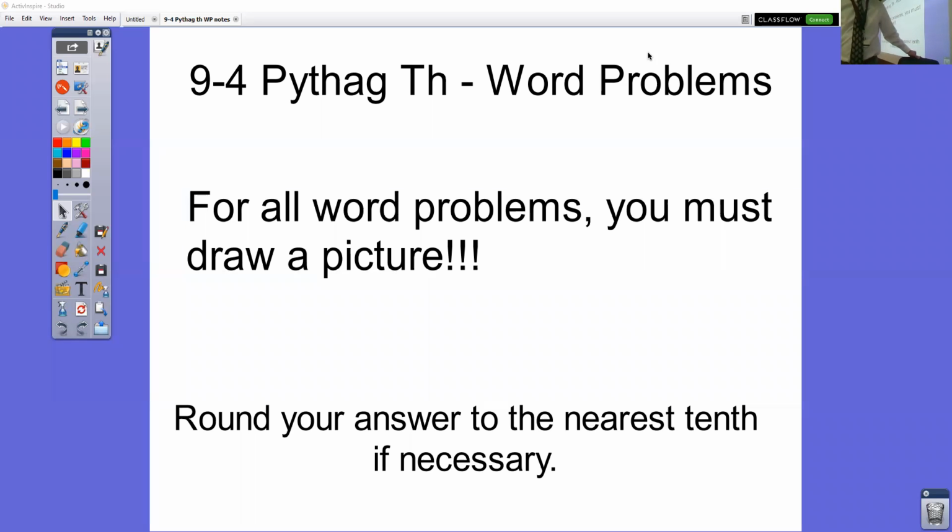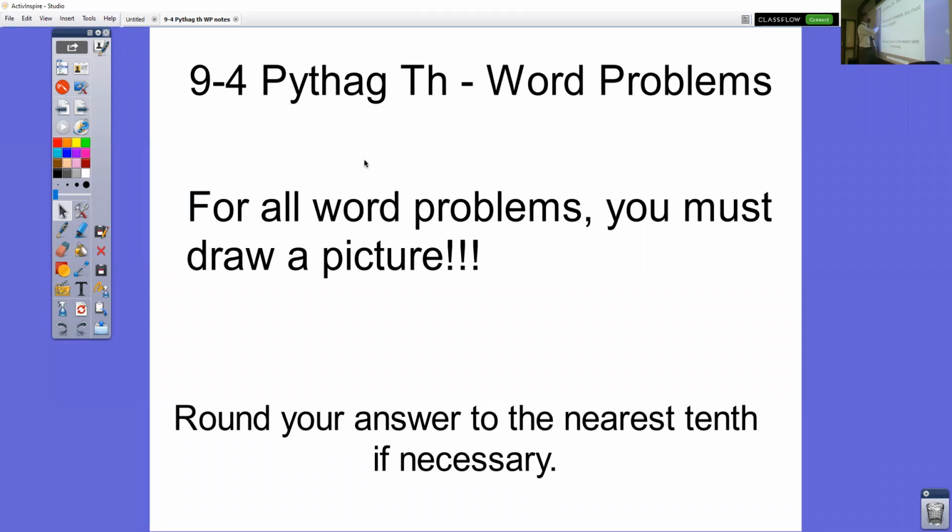So this is the lesson for 9-4, day 1. What we're dealing with today are a type of word problem. The type of word problem that we're dealing with today has legs and hypotenuse, all right? You don't have to draw the pictures. I know that it says for all the word problems you must draw a picture. Those are the day 2 questions that you have to draw a picture for. The day 1 questions, it's really up to you whether you want to do that or not.